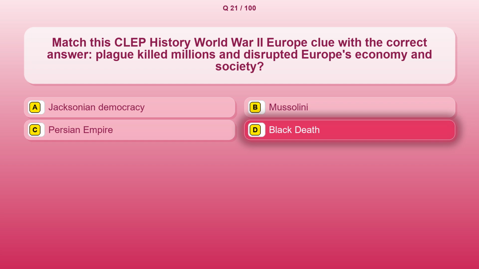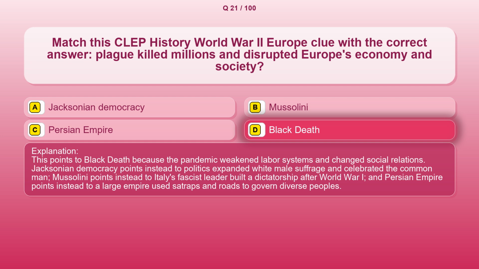The correct answer is option D, Black Death. This points to Black Death because the pandemic weakened labor systems and changed social relations. Jacksonian democracy points instead to politics that expanded white male suffrage and celebrated the common man. Mussolini points instead to Italy's fascist leader who built a dictatorship after World War I, and Persian Empire points instead to a large empire that used satraps and roads to govern diverse peoples.